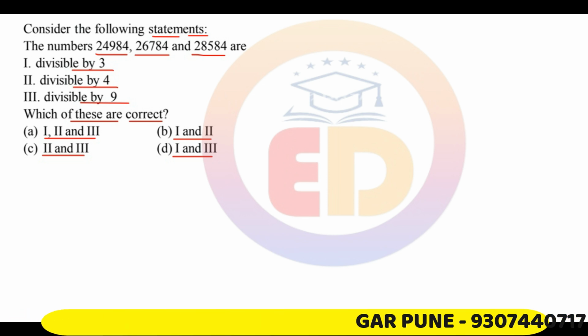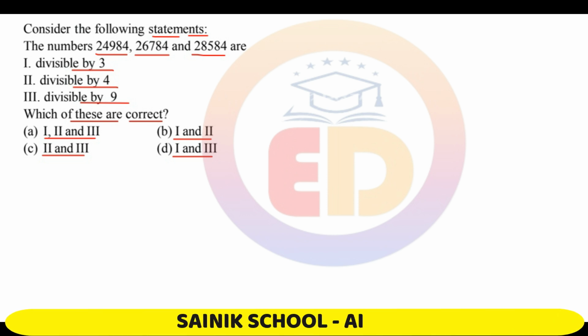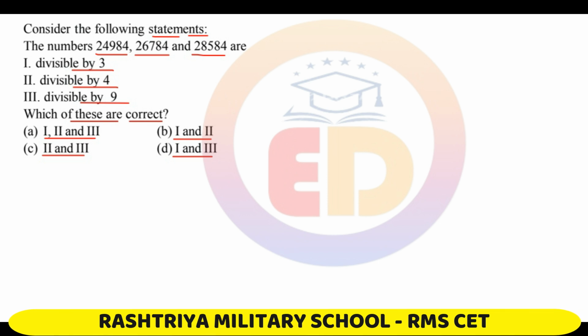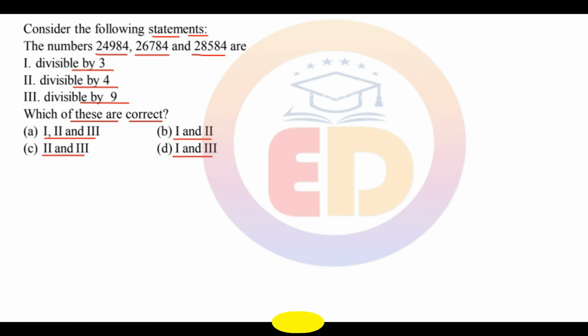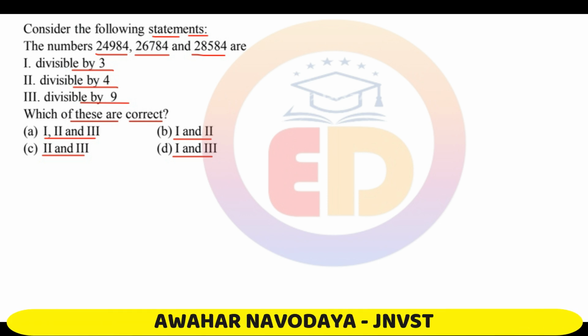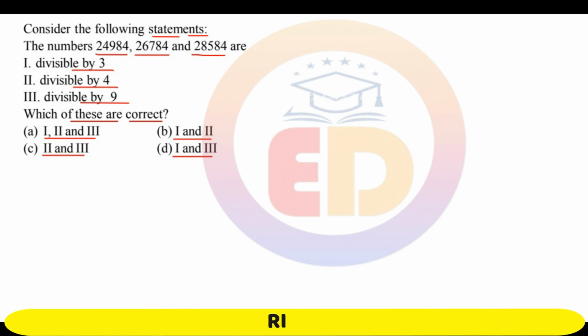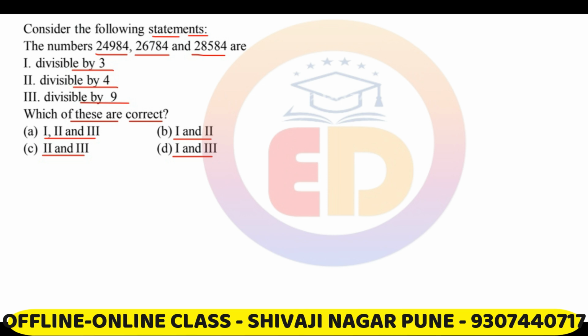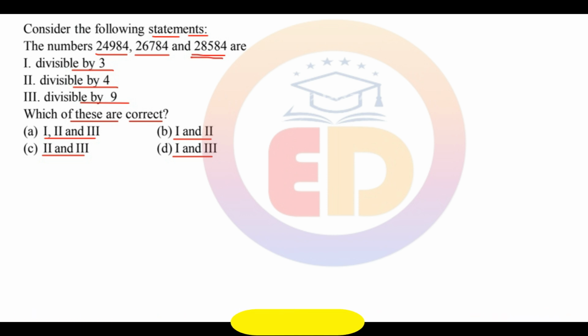Now before I start the question, I should tell you that this year in the Sainik School and RMS exams, there were many such questions where you had to check the statements and identify which of the following are correct or incorrect. Let us begin this question. First, it says whether all these three numbers are divisible by 3. So we have to check the divisibility rule of 3.